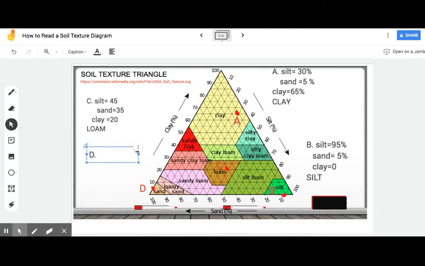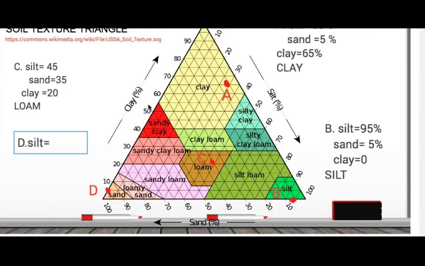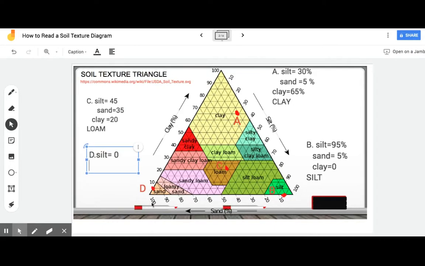Now let's do letter D. So silt is equal to 0. Sand is in between 90 to 100. So let's say sand is equal to 95. And your clay here is in between 0 and 10. So that is 5. Therefore, we can say that that sample is sand.